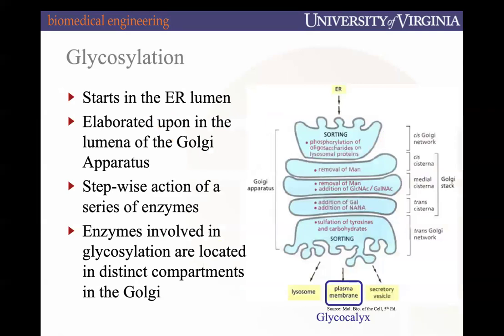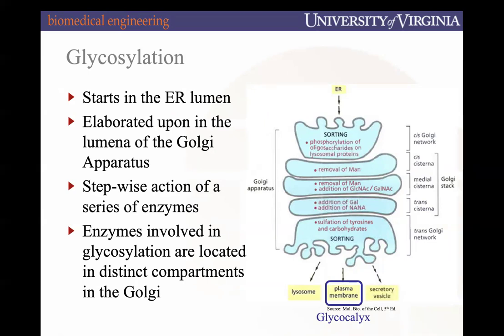The glycosylation events that occur can start in the ER, in the lumen of the ER. Some of these events are going to happen in the Golgi as well. There are going to be different flavors of glycosylation events that occur in these different organelles, and they are mediated by a series of enzymes that add these sugar groups.